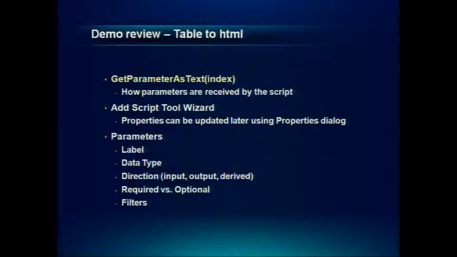Then we defined, through the wizard, the parameters. You saw me define 2 tools, one with 2 parameters, one with 3 parameters. Parameters have a label, a data type, and a direction: input, output, or derived. We'll talk about derived in a minute. They can be required versus optional. I just did required parameters. We can set filters up on them. We can do a lot right in that wizard that defines what the parameters are and how they react.